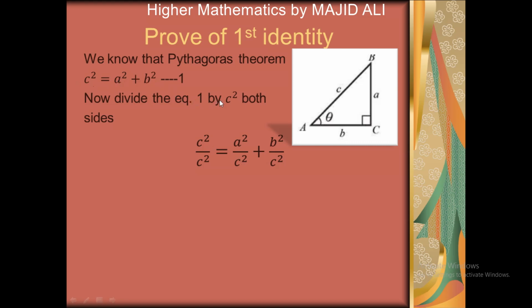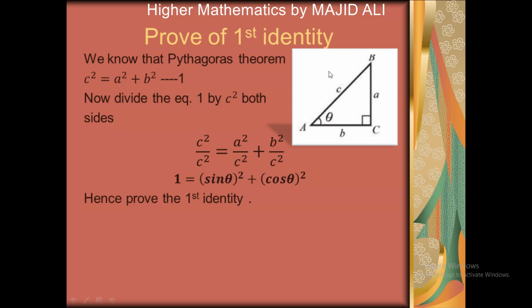Because we are dividing c square on both sides, left hand side and right hand side: a square over c square plus b square over c square. Here c square cancels out with c square, and we have only 1. And we see that a over c, altitude over hypotenuse, is equal to sine theta. Here is the square of both sides, so if we convert a over c into sine theta, the square is also with it, sine square theta.